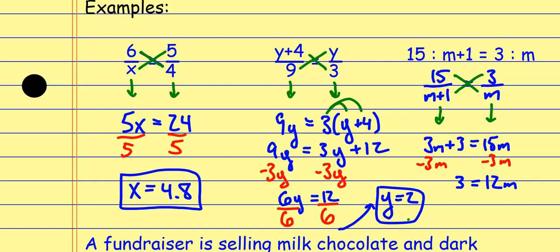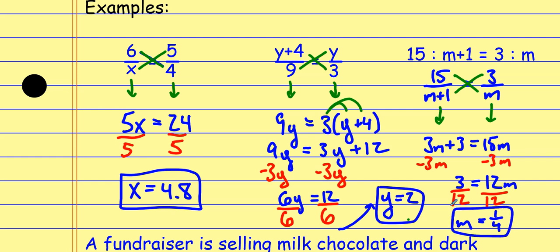And now I have to divide each side by 12. I have to get rid of that times 12 by dividing each side by 12. And that's just a fraction. You can leave that as a fraction. You can say m equals 3 over 12, but you still got to reduce that. That's a 1/4, okay? Or if you write it as a 0.25, that would be fine also, okay?